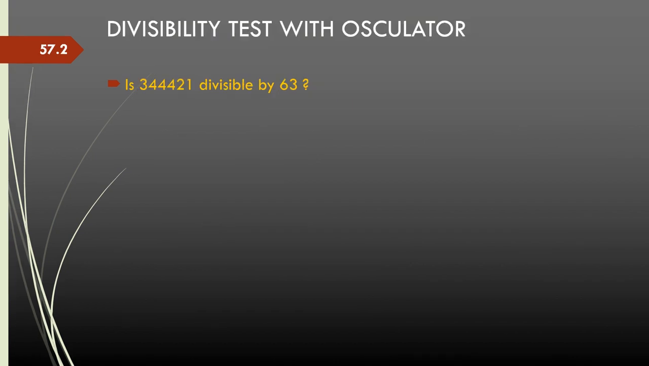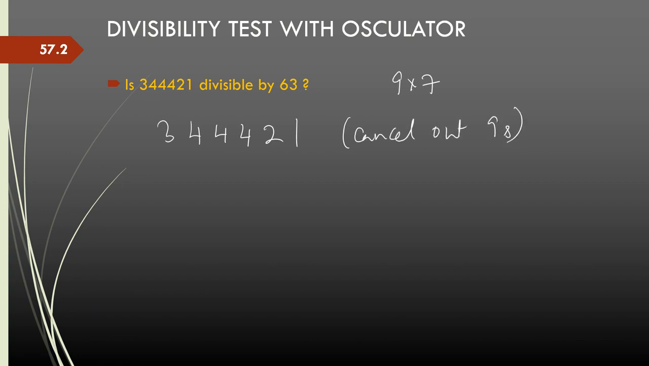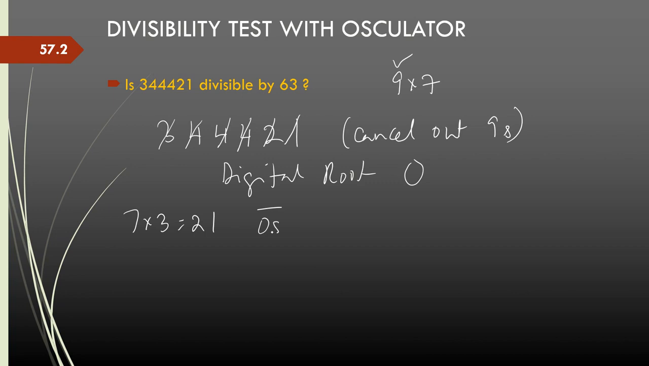Let us say I was checking divisibility of 34421 by 63. 63 is, as I saw, 9 into 7. For 9, the digital root, so 3442421. If you remember the digital root, we cancel out 9s. We cancel out all 9s or numbers adding to 9 in the number, that is 4, 4 and 1 add to 9, and 3, 4 and 2 add to 9. So, the digital root is 0, and hence it is divisible by 9.